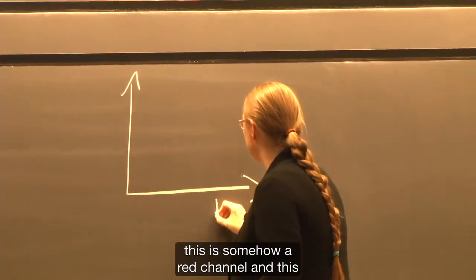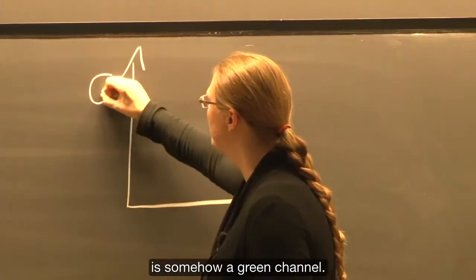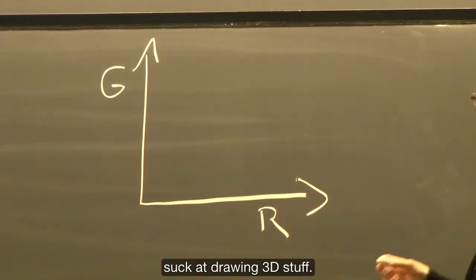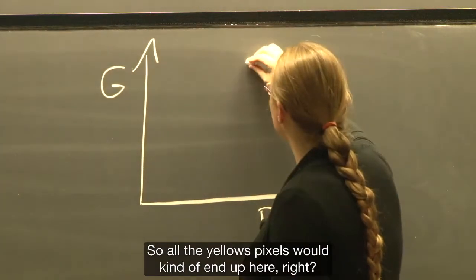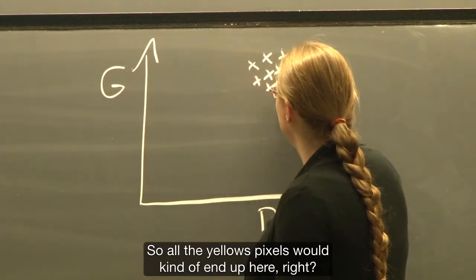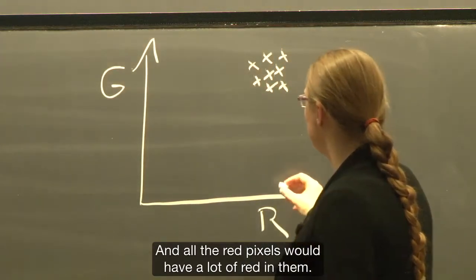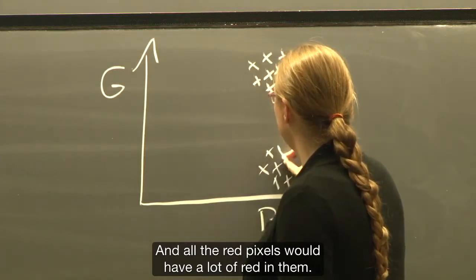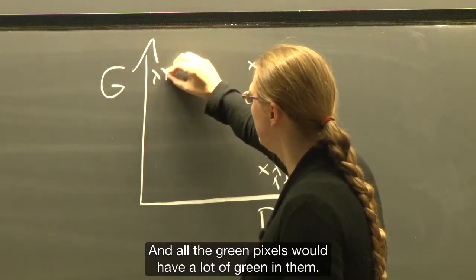If you have a coordinate system, right, and let's say this is somehow a red channel and this is somehow a green channel. And I'm skipping the blue channel now because I suck at drawing 3D stuff. So all the yellow pixels would kind of end up here, right? And all the red pixels would have a lot of red in them. And all the green pixels would have a lot of green in them.